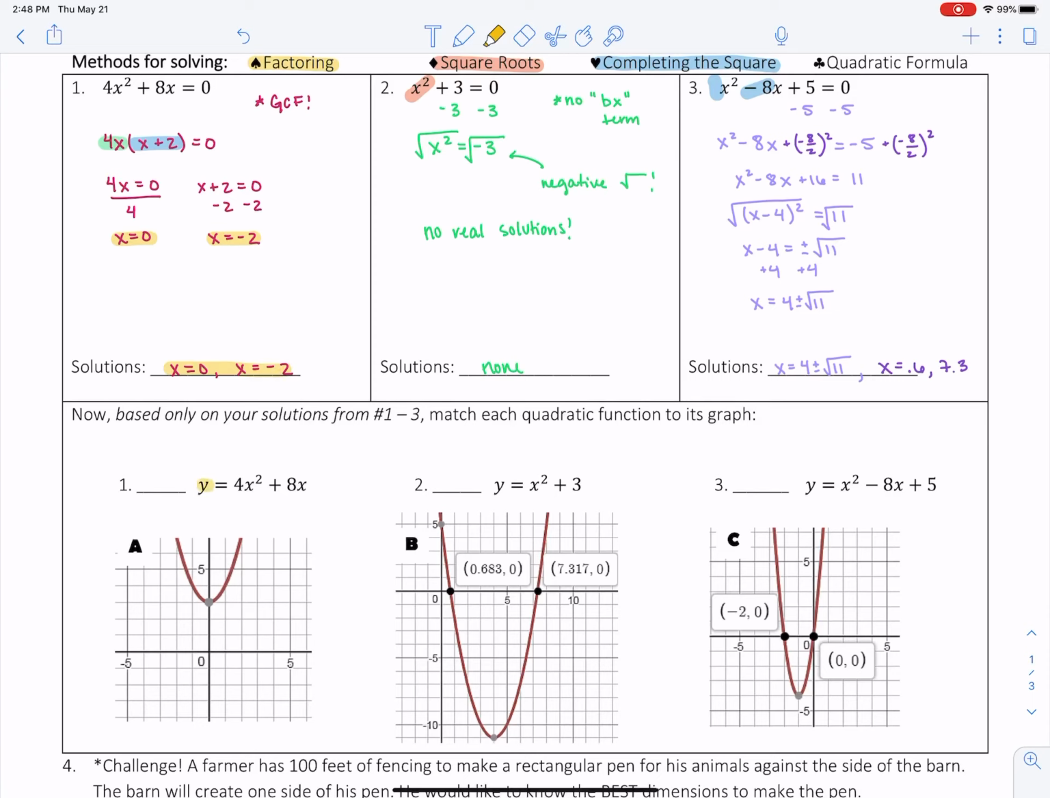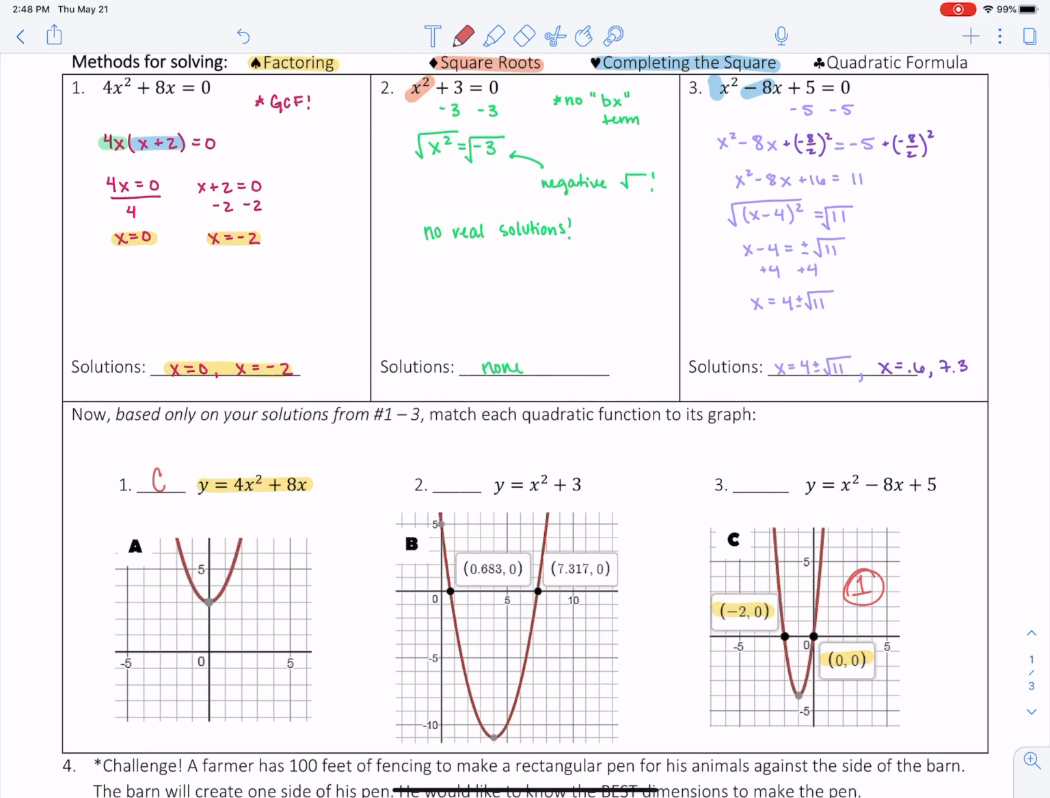So I'm looking at my equation here, y equals 4x squared plus 8x, and if you'll notice on letter C, your solutions or your roots are -2, 0, and 0, 0, meaning that number 1, the graph is C. I'm also going to write that on our graph so that we keep track.